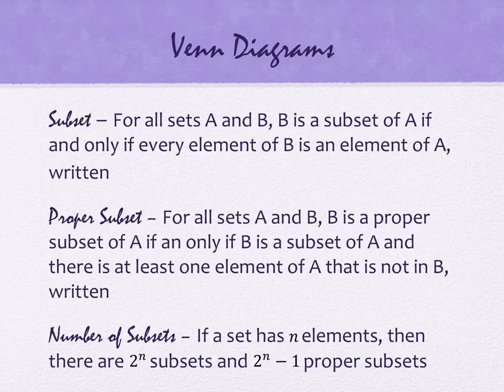We have another type of set that's called a subset. So if you have a set A, then B will be a subset of A if and only if every element of B is an element of A. Okay, so it's just a smaller collection.